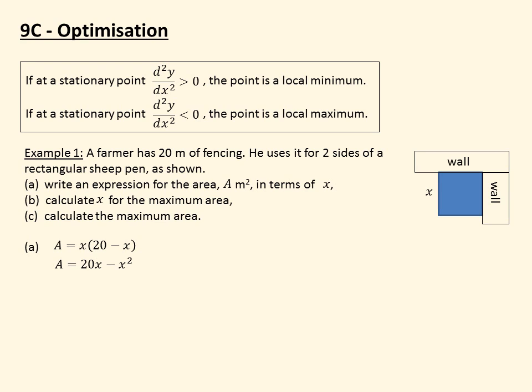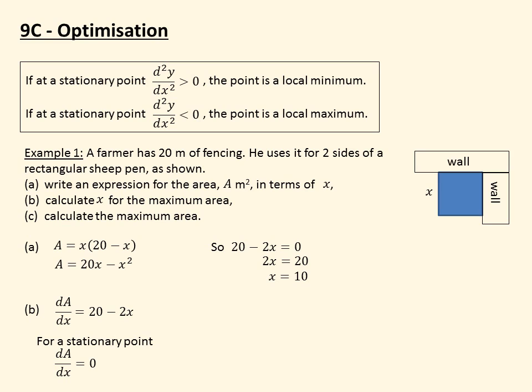Part B, we need to try and maximise this area. So for a maximum, we need the first derivative to be equal to 0. So we differentiate A. Set this equal to 0. And solve for X. So we get X equals 10.